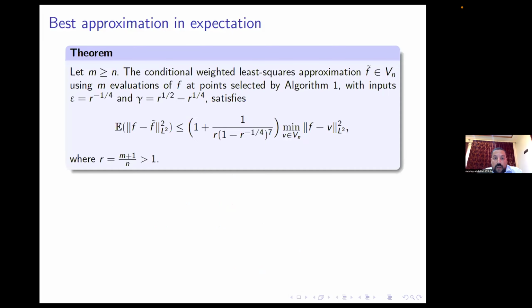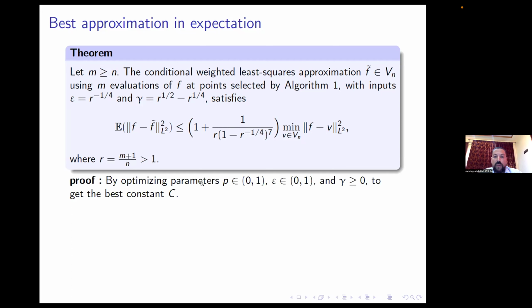Now, the main result regarding approximation is the following. If we sample according to these algorithms, having well chosen input parameters, which will be related to the ratio between m and n, we get a quasi optimal convergence result, except that if you look here, there's a power 7. So it's a quasi optimal result, but in the interpolation regime, when m is close to n, this constant can be overwhelming, can be quite large.